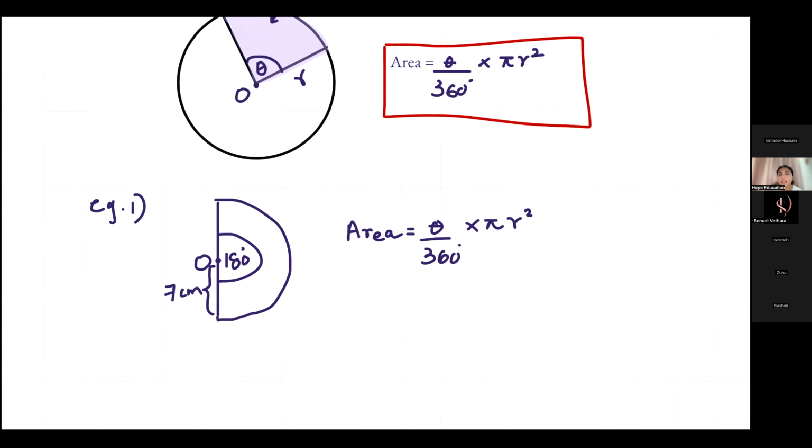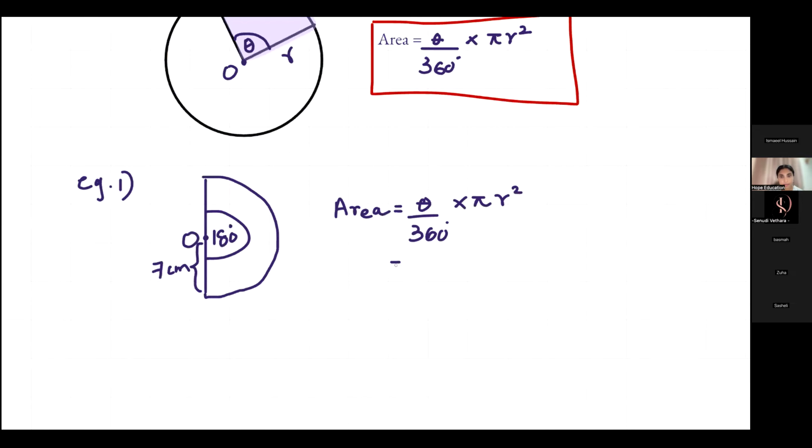Theta is the angle at the center. Here the angle at the center is 180. Theta is a Greek symbol, and here what it means is angle. Now the angle is 180 degrees, so instead of theta, I write 180. Then in the denominator, there is 360, multiplied by pi.